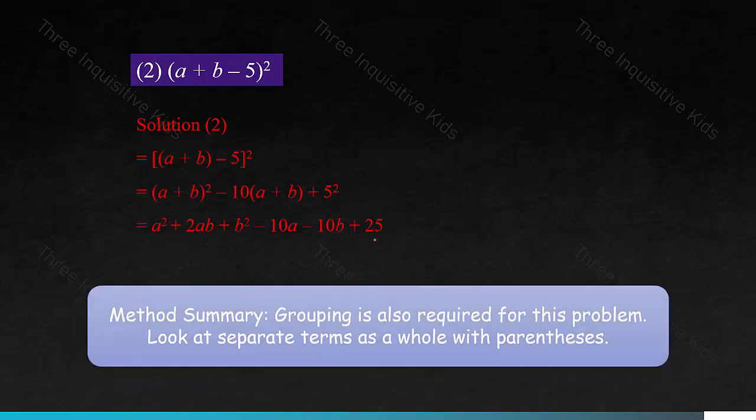Here we have a plus b minus 5 squared. Again, we have to add in our own parentheses. We're going to look at a plus b as a whole. So we're going to apply the perfect square formula and get a plus b squared minus 10 times a plus b plus 25. Now we have to use the perfect square formula again in order to solve the first term. We get a squared plus 2ab plus b squared minus 10a minus 10b plus 25. Grouping is also required for this problem. We need to practice being able to look at multiple terms and thinking of them as a whole.